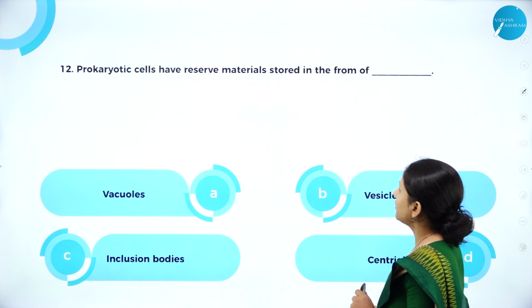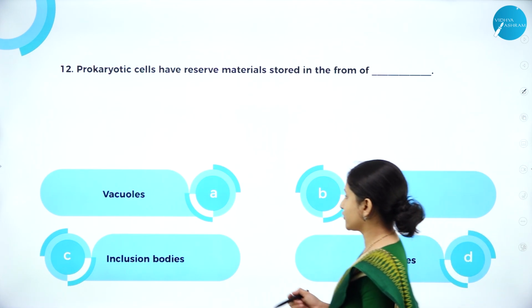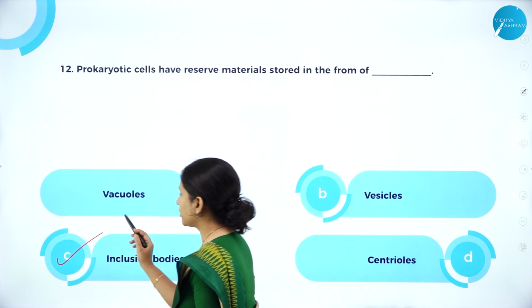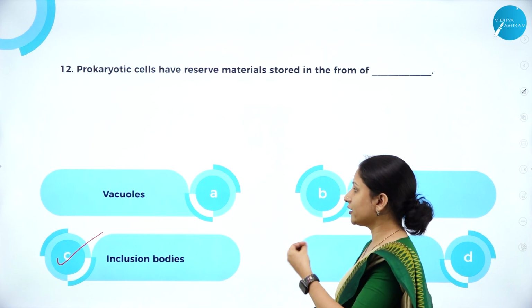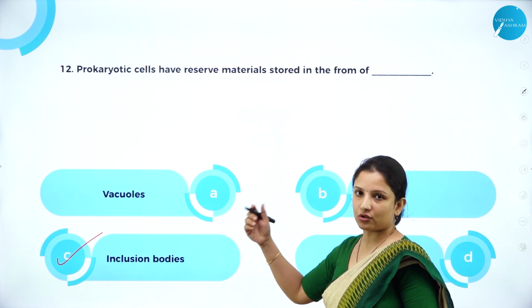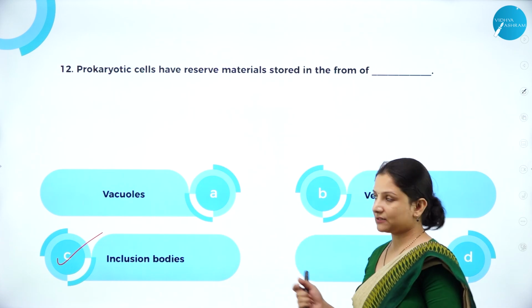Next question: prokaryotic cells have reserve material stored in the form of vacuoles, vesicles, inclusion bodies, or centrioles. It is inclusion bodies, because they have reserve materials in the form of inclusion bodies. It is not vacuoles or the other two options. Option C is the right answer here.